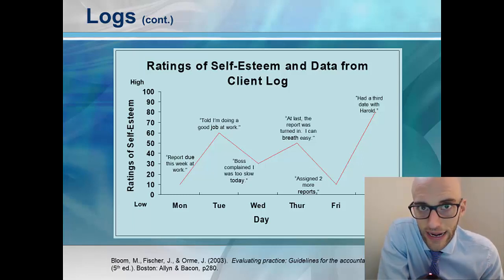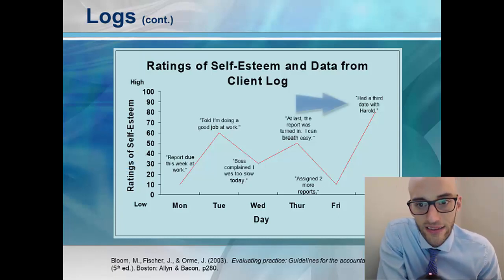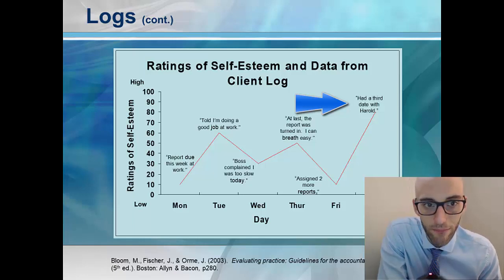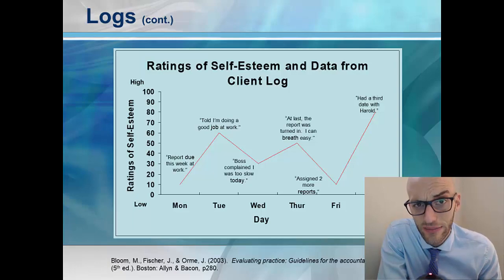So if they were doing a daily rating of self-esteem, you could see on days where they had low self-esteem, there was a report due at work this week, versus like on a Saturday, somebody had a social event that increased their self-esteem rating. So as opposed to just seeing the ups and downs within a behavioral observation measure, this helps you put some context into why the numbers are either raising or falling.